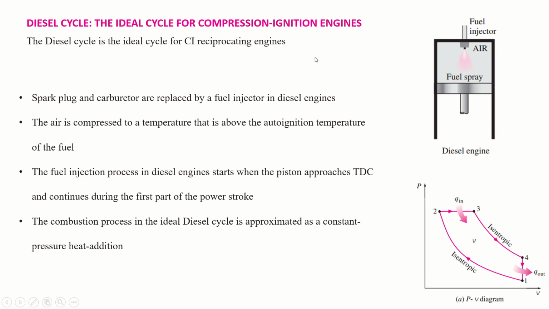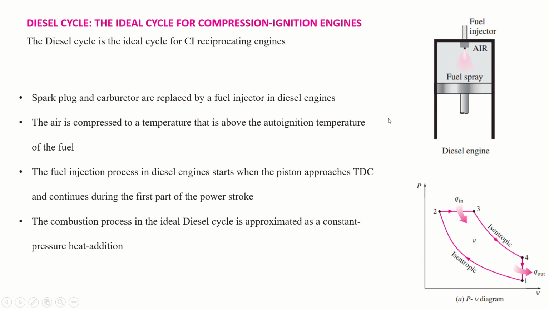So the diesel cycle is applied for diesel engines, and the only difference between the Otto cycle and the diesel cycle is that heat added in the diesel cycle is at constant pressure, whereas heat added in the Otto cycle was at constant volume.